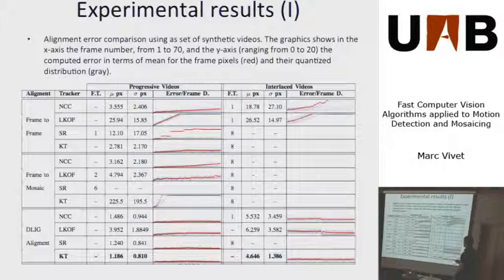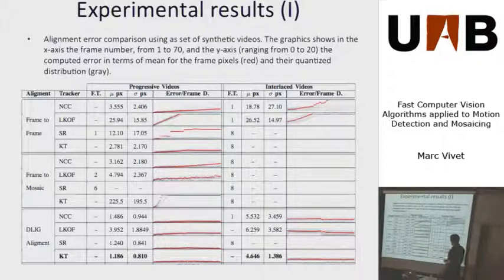As can be seen here, the frame-to-frame alignment accumulates error over time, as we have seen. In the case of SIFT, it's a very accurate algorithm, but when an error is produced, it is accumulated over time. In the case of frame-to-mosaic, the error is not accumulated as it was here, but there is some kind of degeneration in the precision.